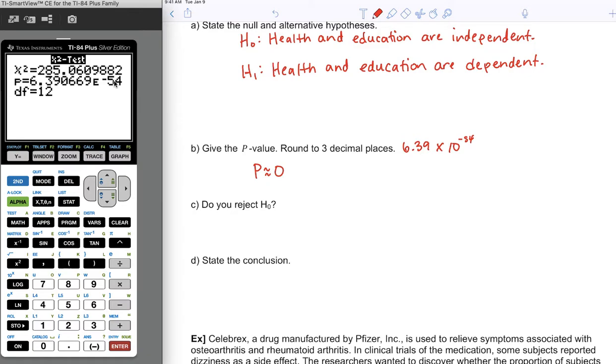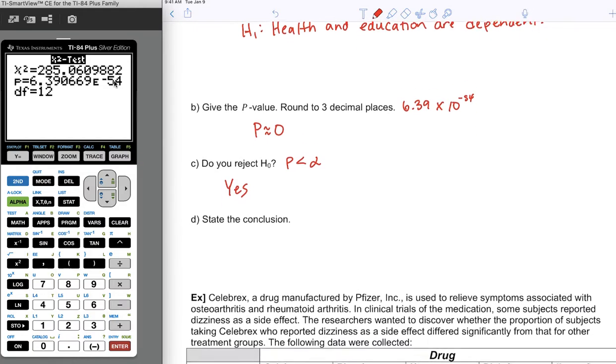So the question is, do you reject H naught? Well, yeah, this p-value was extremely small. It was certainly less than alpha. So do we reject H naught? Yes. We have very strong evidence to show that health and education are dependent. In other words, if they were independent, it would be extremely unlikely to get this data. So unlikely that we reject H naught.